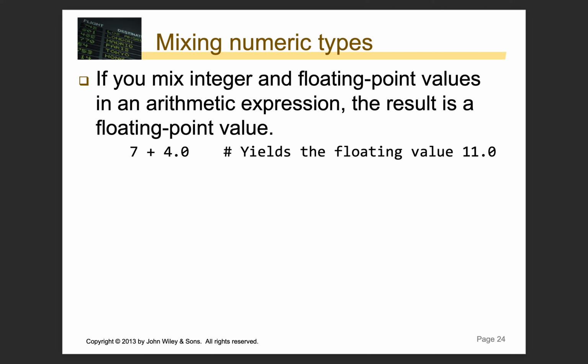Now, Python's quite a nice programming language because you can mix integer and floating point values in your arithmetic expressions, which will result in a floating point value. So 7 plus 4.0 is an integer plus a floating point number. Python's going to deal with that quite nicely and return a floating point value of 11.0.